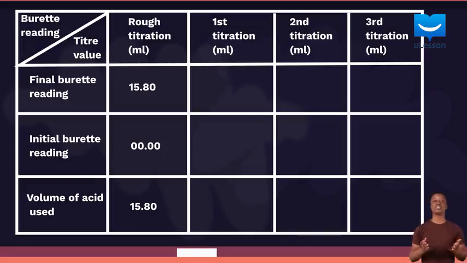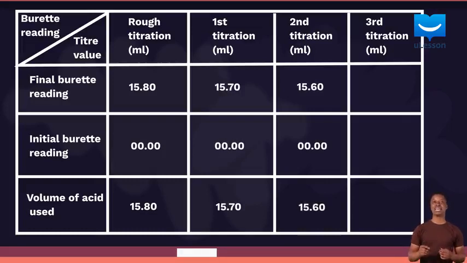On repeating the titration procedure, this scientist has obtained 15.7 milliliters as the volume of acid used in his first titration, 15.6 milliliters as the volume of acid used in his second titration, and 15.6 milliliters as the volume of acid used in his third titration. These values are written to 2 decimal places and are represented on a table similar to this.